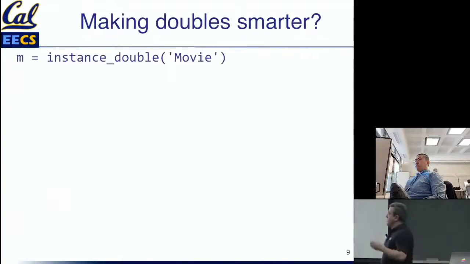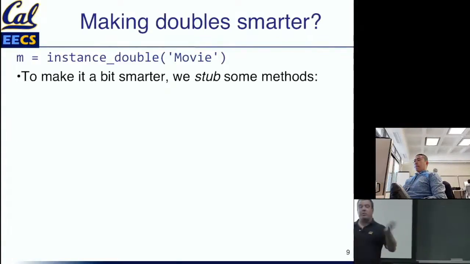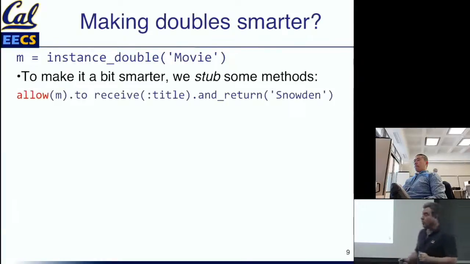Well, we could set up an instance double of the movie class. And we're going to stub a few of its methods. To stub a method is kind of what we did in the test. It's to create a fake version of that method that exists and can be called, but doesn't really do anything necessarily. So to stub it, we're going to say allow this stunt double to receive, in other words, to have the method title called on it.